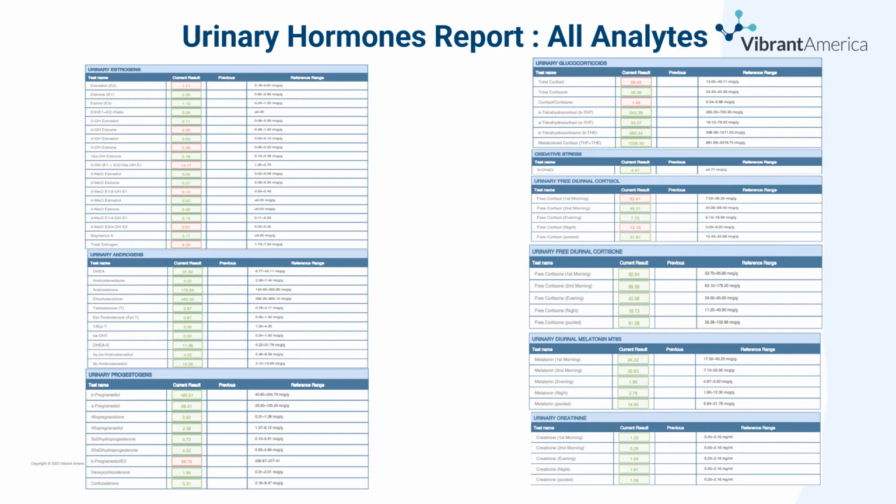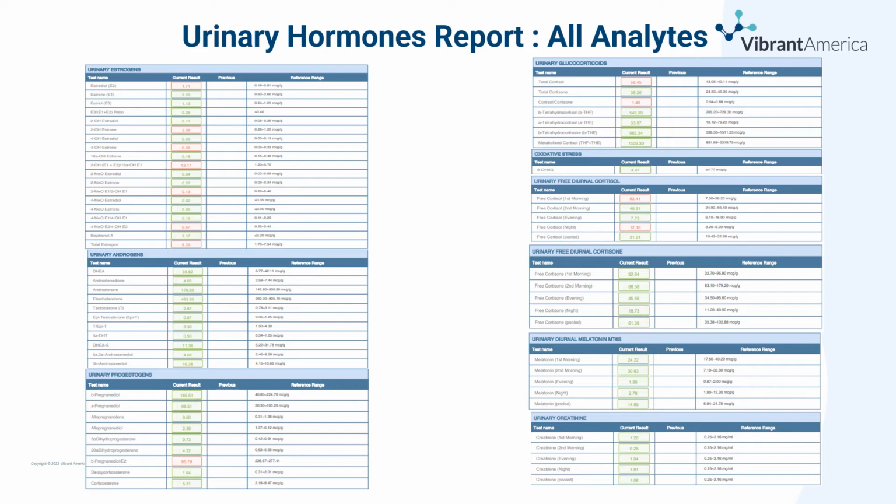The progestogen section covers several progesterone metabolites that are useful in assessing fertility, conditions associated with estrogen dominance, PMS, menopause, sleep, anxiety, stress, and more. The next section is the glucocorticoids.